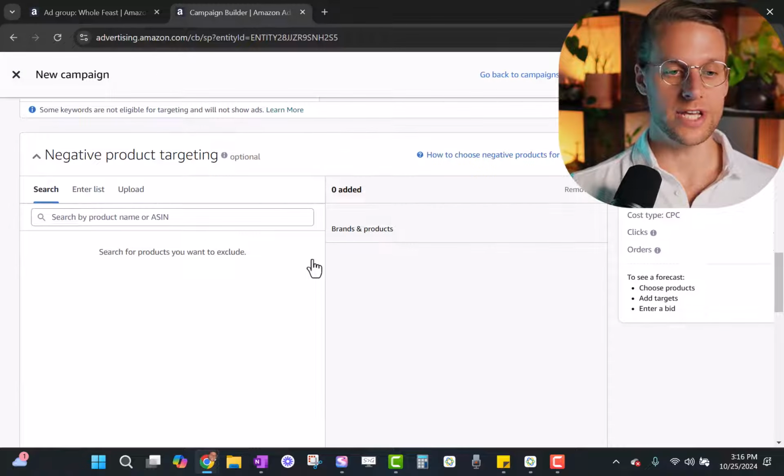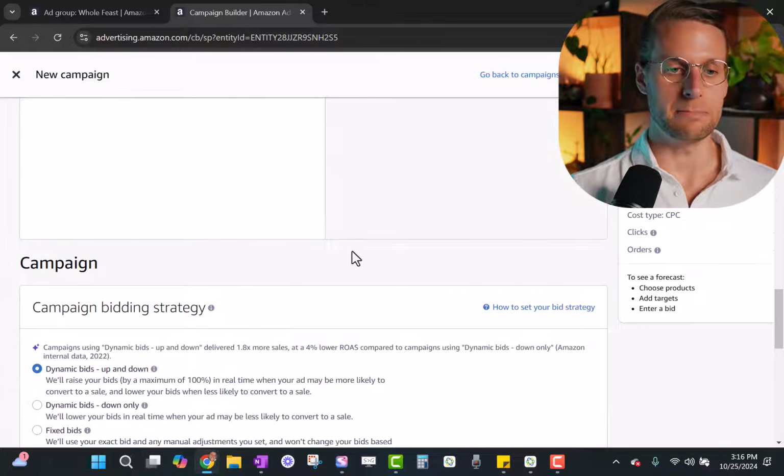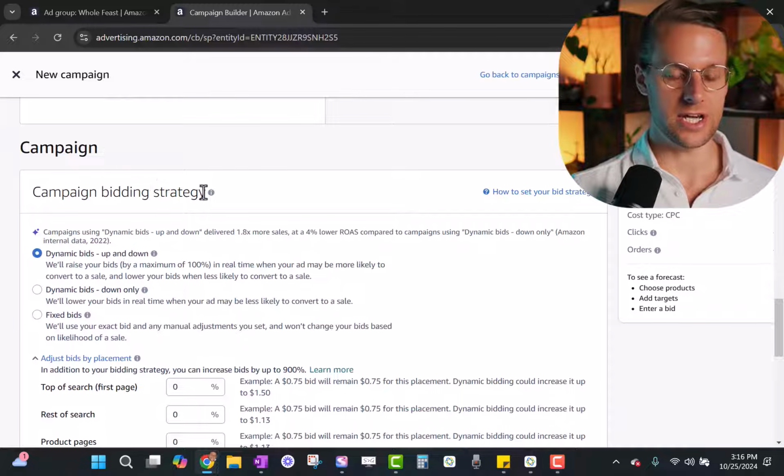The starting bid doesn't matter as much as people really think, because one of two things is going to happen. Either you're going to not make sales, which means that your bid is just too low, or you're going to be making sales like crazy and spending all your daily budget way too early, which means your bid is likely too high. Or you can just up the daily budget if you're happy with that target ACoS and spend more at that bid. Now, when you scroll down in the setup, you're going to get to this section called campaign bidding strategy. Now, this is the section that allows you to tell Amazon what type of strategy to employ when using your bid.